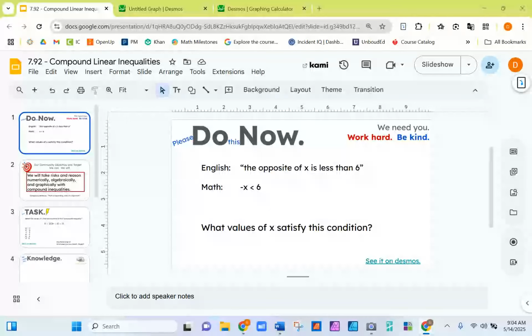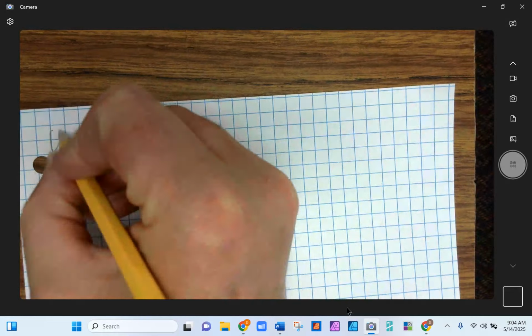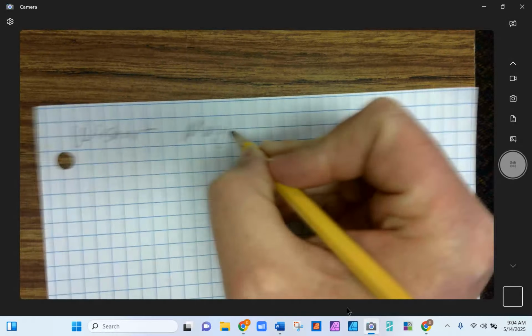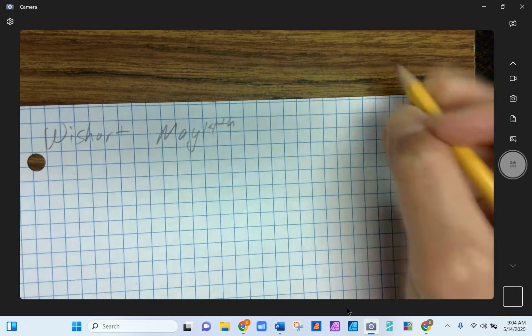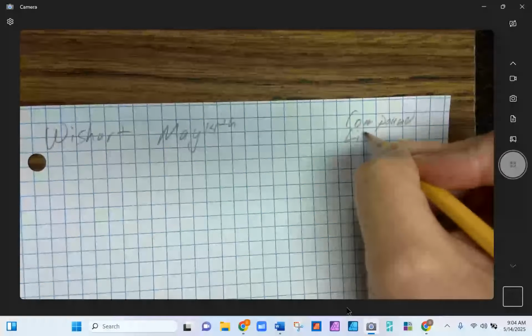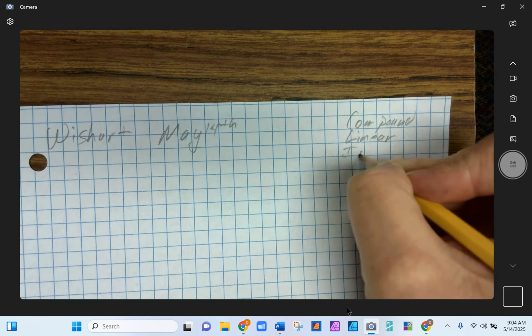Okay, folks, we are talking about compound linear inequalities today. So real quick, today's the 14th. So compound linear inequalities. Okay, real quick for the do now.